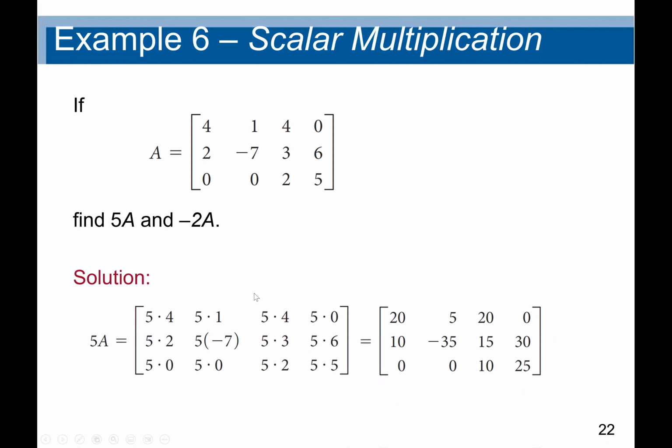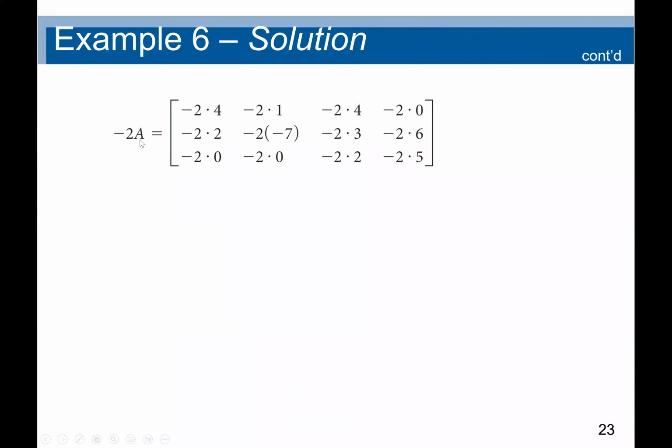Now the second is minus 2. So we multiply negative 2 by all the elements. Negative 2 times 4, negative 2 times 2, negative 2 times 0, negative 2 times 1, negative 2 times negative 7, etcetera. And our final solution will be this.